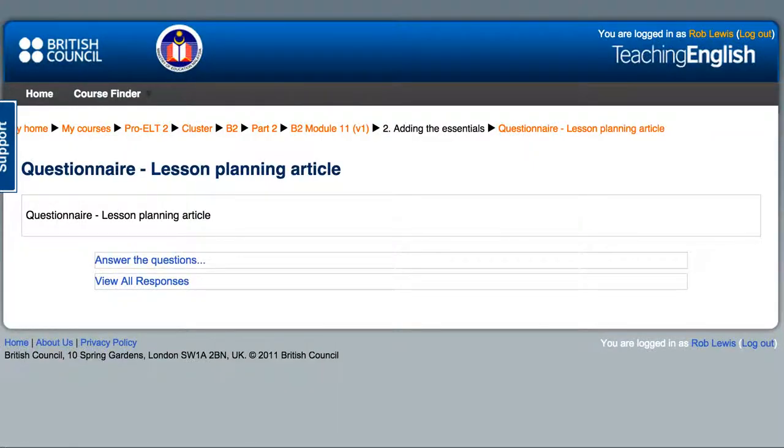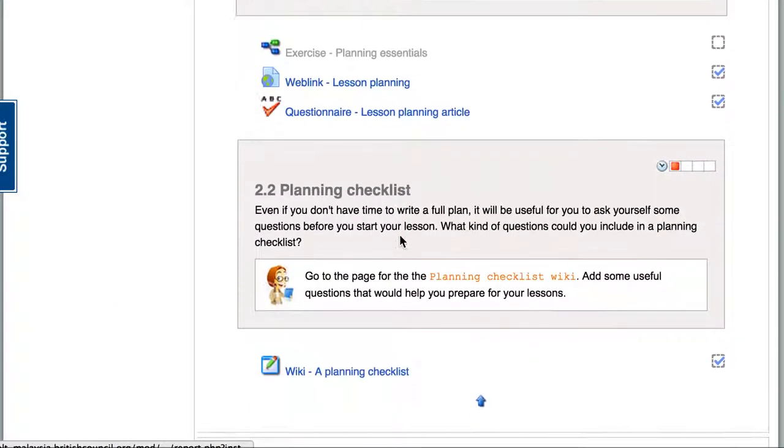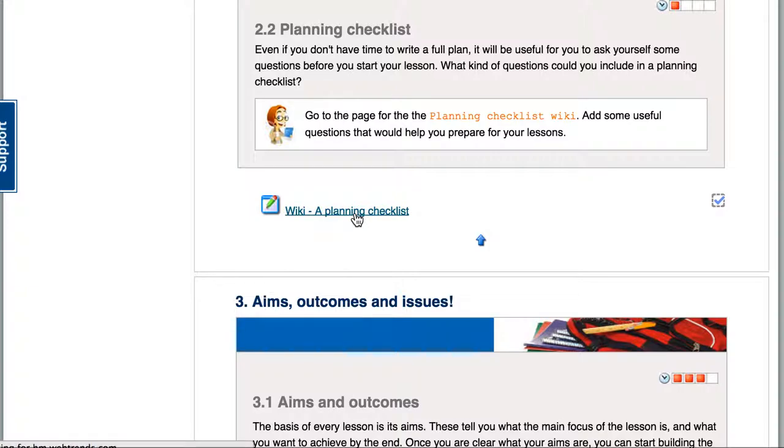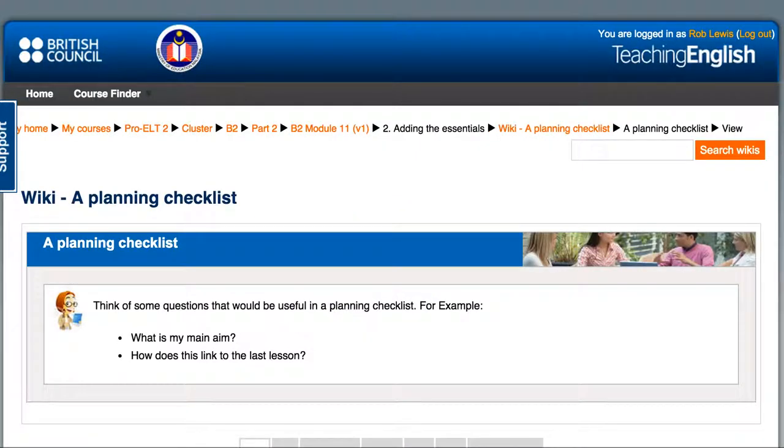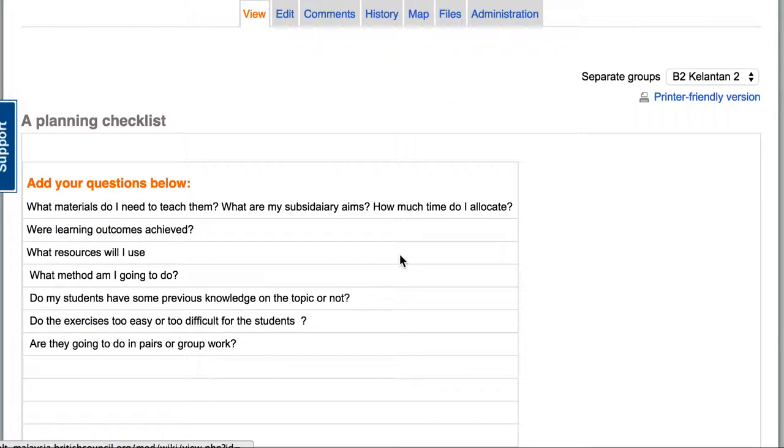Okay, that was the questionnaire on lesson planning. Next, there was a wiki related to this on planning. And thank you to Maihan and Yati, Kamsia, Nikja for all the contributions you made. And here are your ideas. Just pause and have a look at these.